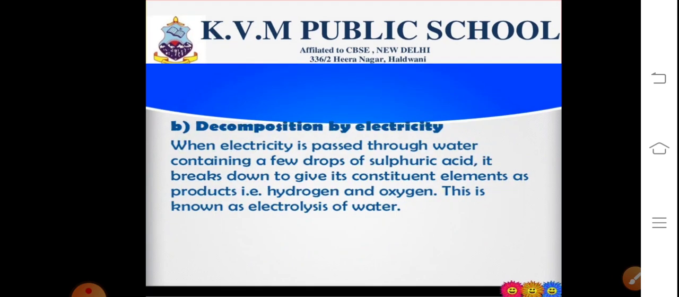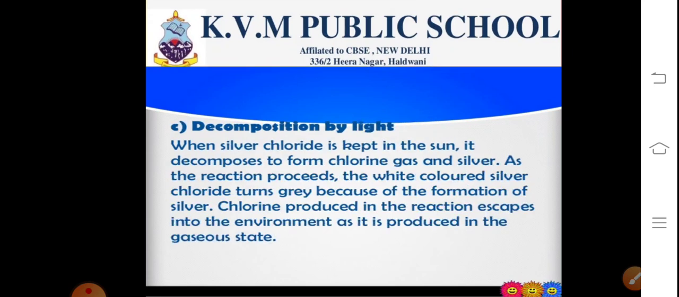Talking about decomposition by electricity, when electricity is passed through water containing a few drops of sulfuric acid, the compound will break down. The constituent elements produced by the decomposition will be hydrogen and oxygen. This is what is referred to as electrolysis of water.